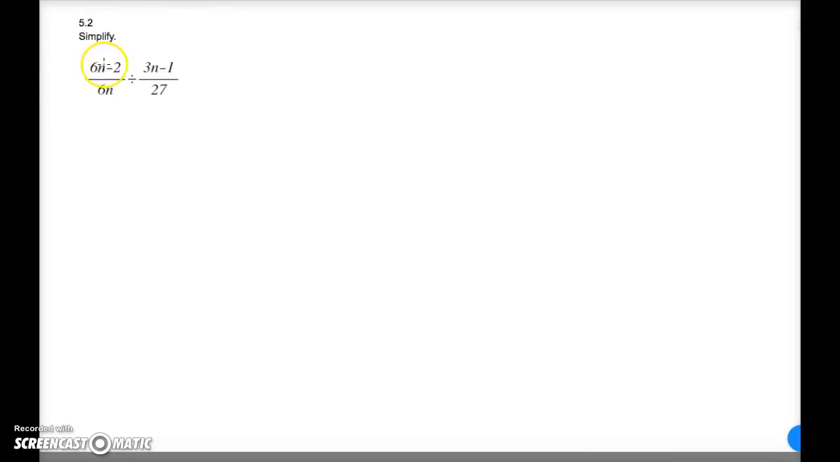Problem 2 says simplify. Here we have a division problem. We're dividing a rational expression. So when we divided fractions, we really multiplied by the reciprocal. So first we're going to change this to multiplication. So 6n minus 2 over 6n times 27 over 3n minus 1.